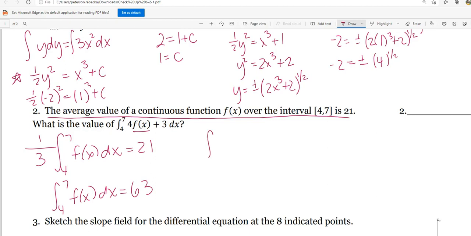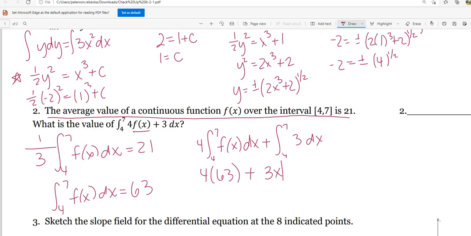In other words, let's split up our integral. So let's make it 2 integrals. So I've got the integral from 4 to 7, I'm going to bring out the 4, f of x dx, plus the integral from 4 to 7 of 3 dx. Alright, so this first integral I can replace with 63. That second integral I can anti-derive, so 3x, and evaluate that at x equals 7 and 4.